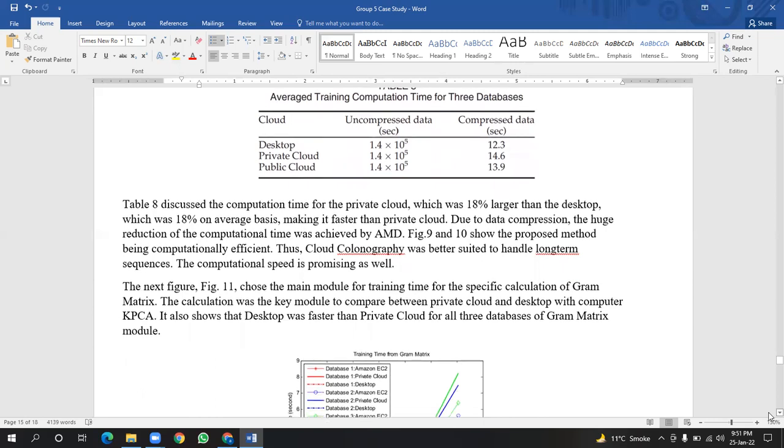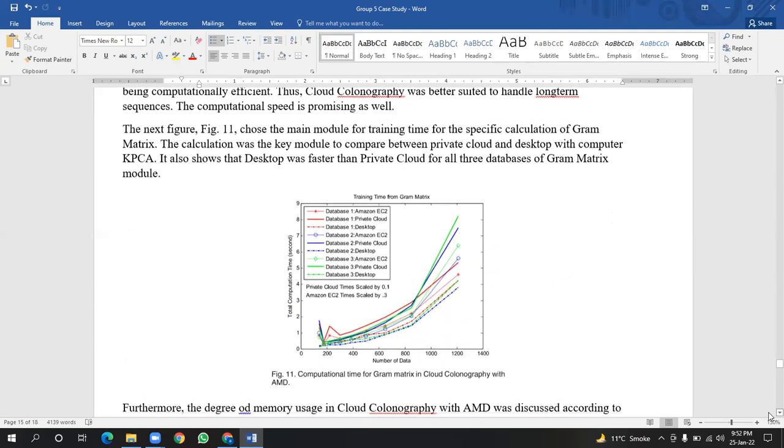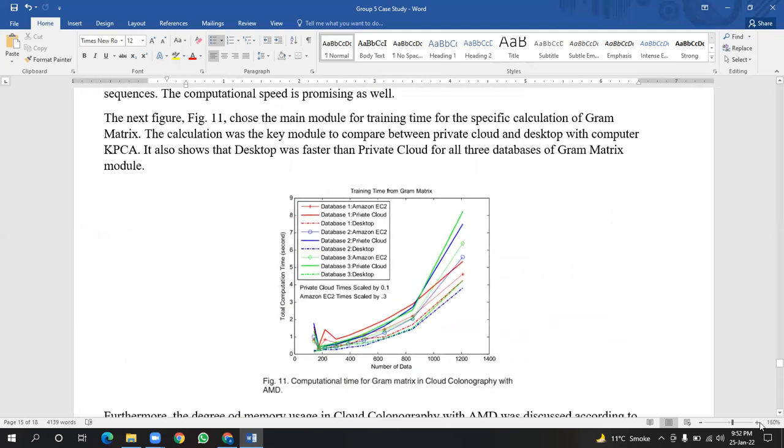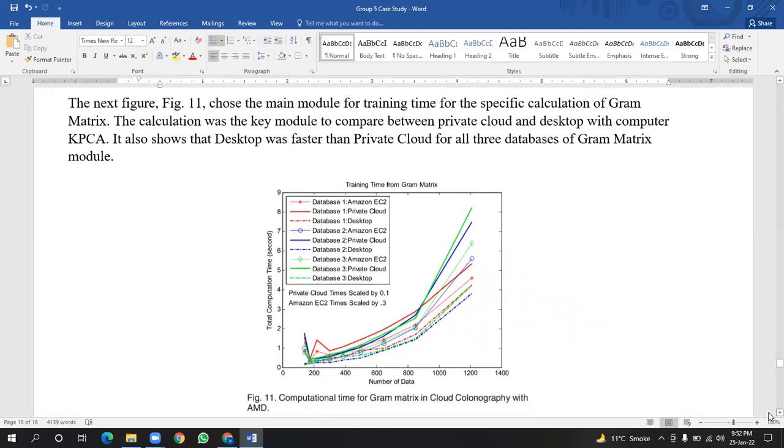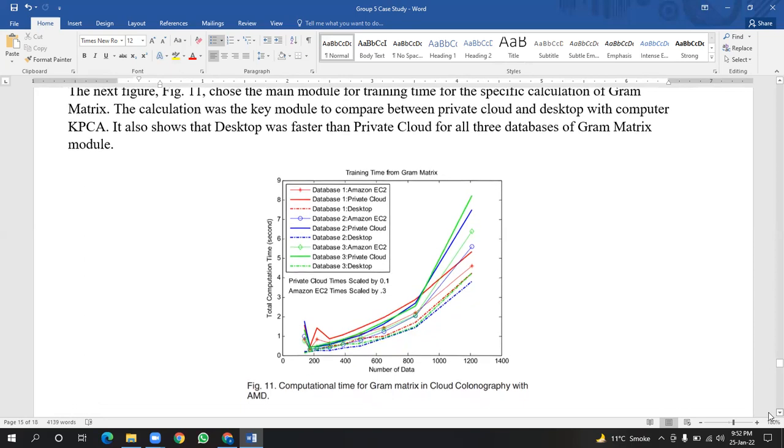In the next figure, in figure 11, they have shown the implementation time for gram metrics in cloud chronography with AMD. It also shows that desktops are faster than private cloud for all three databases. Next, please.